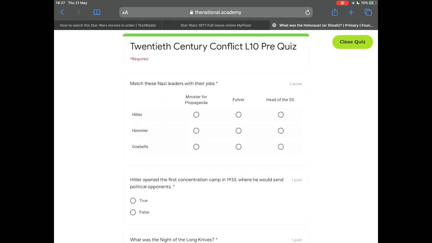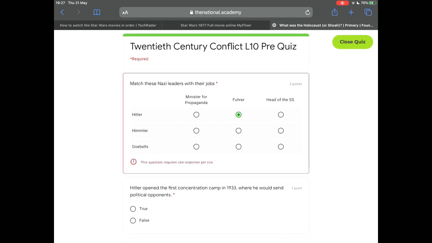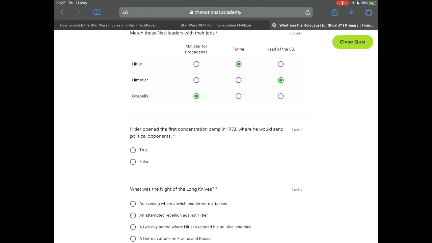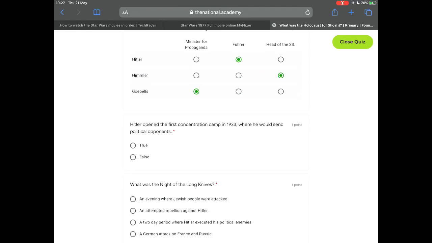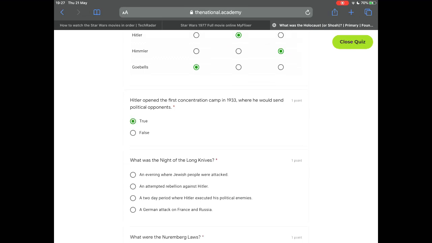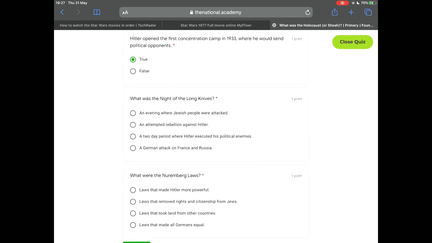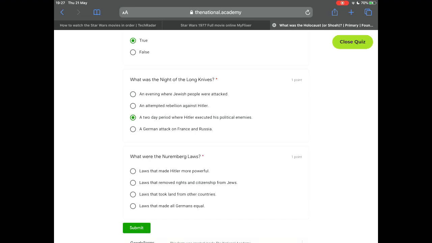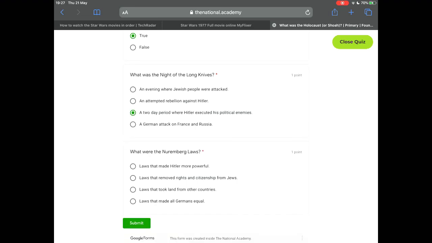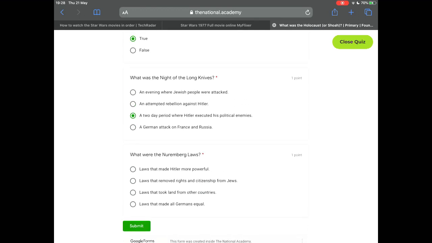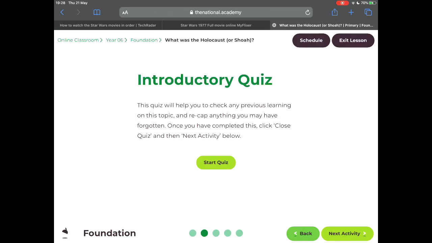So first you have your introductory quiz here. Match these Nazi leaders with their jobs. Hitler was the Führer, Heinrich Himmler was the head of the SS, and Joseph Goebbels was the Minister for Propaganda. Hitler opened the first concentration camps in 1933, where he would send his political opponents. That's true. What was the Night of the Long Knives? It was a 2-day period where Hitler executed his political opponents. What were the Nuremberg laws? They were the laws that removed rights and citizenship from Jews.